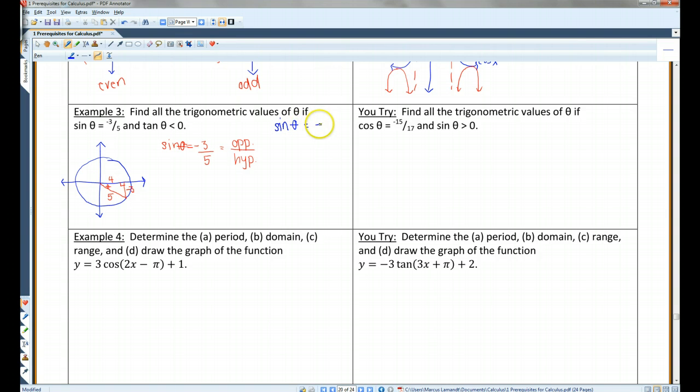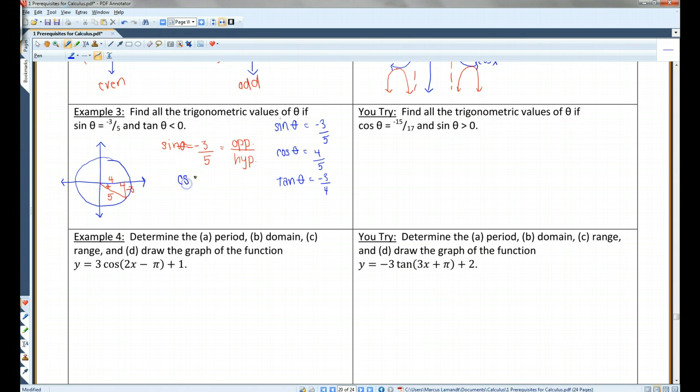Sine of theta is negative 3 over 5. Cosine of theta is 4 over 5. Tangent of theta is negative 3 over 4. And then cosecant, secant, and cotangent are just the reciprocals.